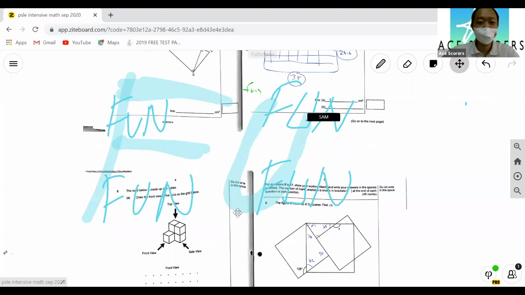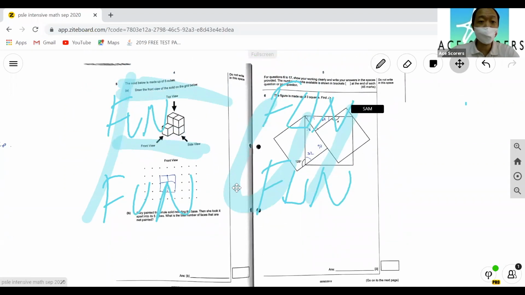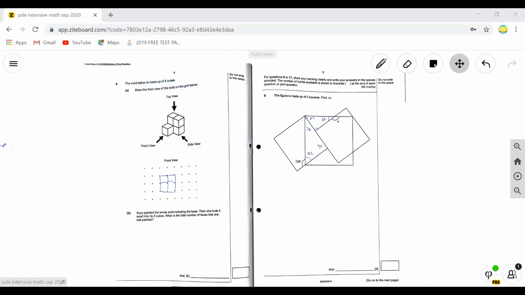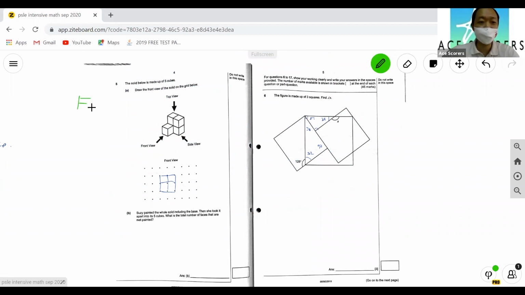Okay, next. How about these two? Is it fundamental or heuristic? Both of them are fun. Fun, yeah. Okay, so both fundamental, F-U-N.